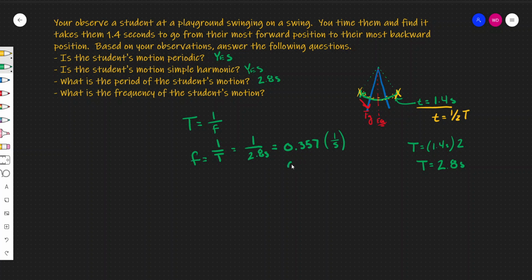Or, since no one wants to say that, we call that a special unit, and that is called a hertz. So the answer for our frequency of this student on the swing is 0.357 hertz. Okay, so that's kind of an overview of the different things that we would consider as we solve problems related to simple and periodic motion, and hopefully that helps.